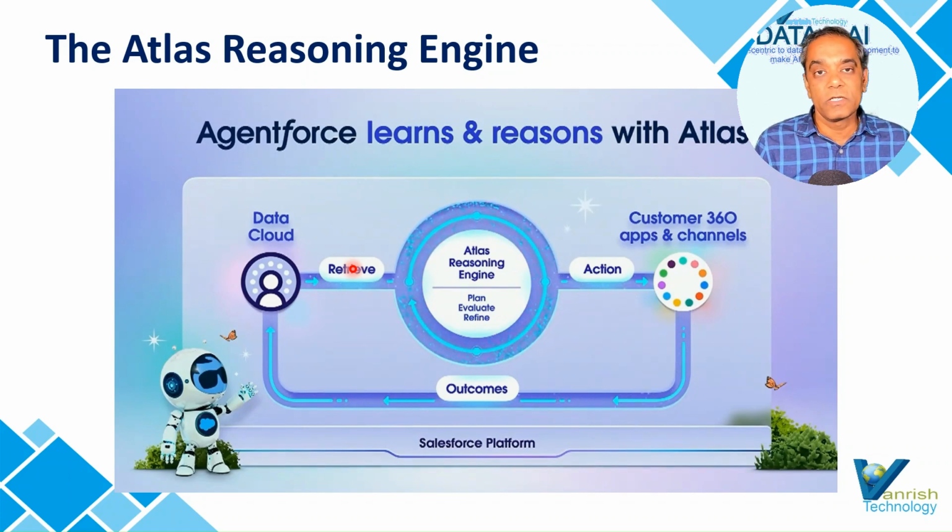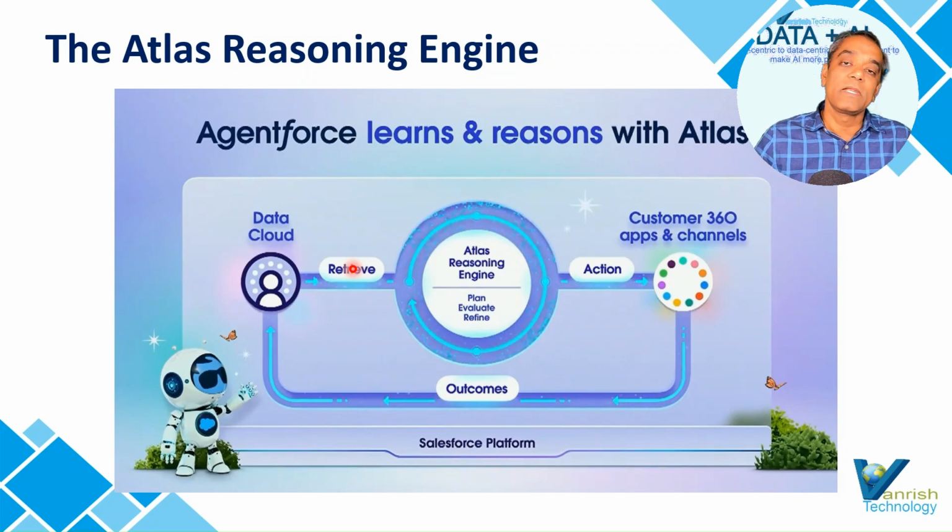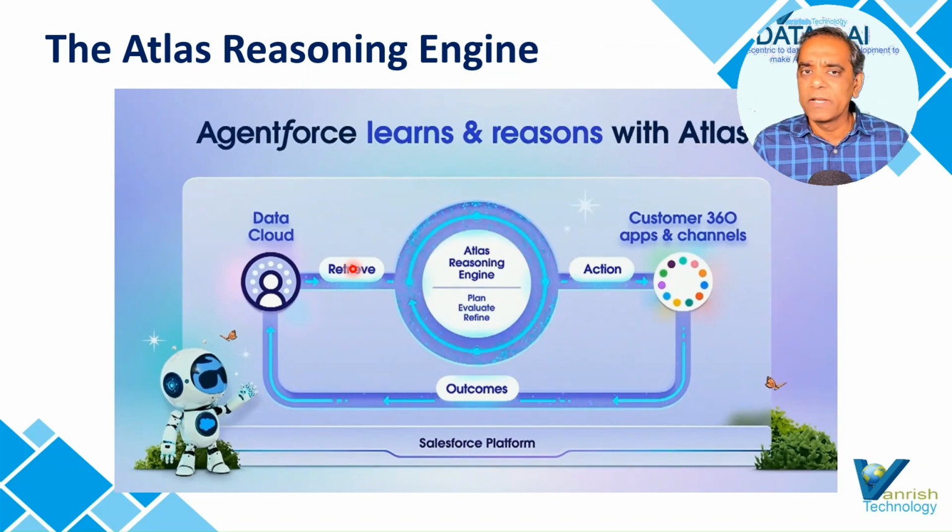And the fourth key function is action and execution. It selects the appropriate tool and API. Suppose you want to get warranty information, so it calls the API, gets the relevant information from the API, and provides that information to the user. That is action execution. All of this information flow happens autonomously, without any human intervention. So that's how Atlas works for Agentforce.